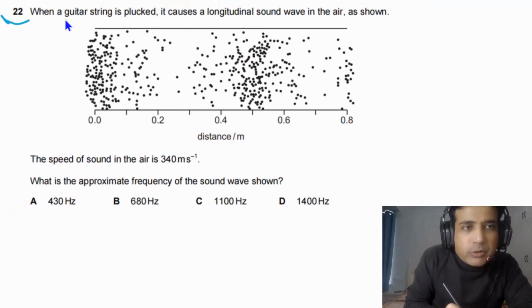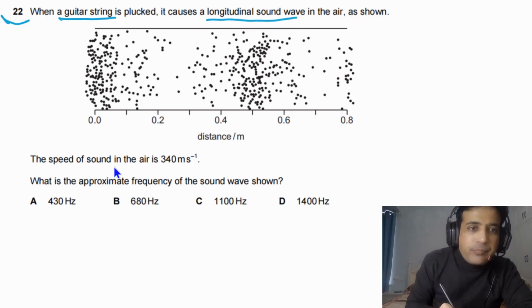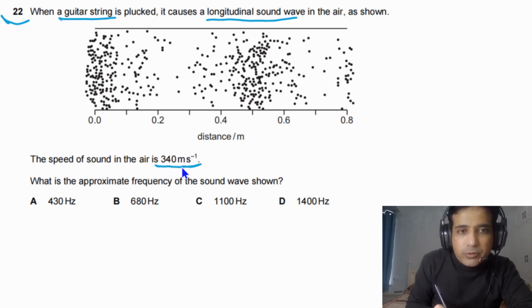For question number 22, it is given to us when a guitar string is plucked, it causes longitudinal sound waves in the air, as shown in this figure. The speed of sound in air is given, that is equal to 340 meters per second, and we need to find the approximate frequency of the sound waves.